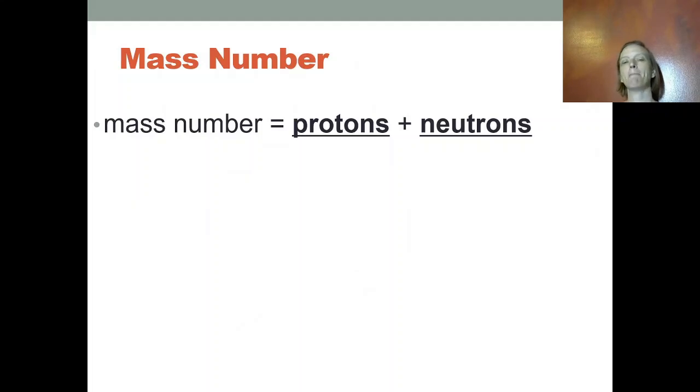All right, mass number. The mass number of an atom is defined as the number of protons plus the number of neutrons. The reason we add protons and neutrons is because, remember, with our subatomic particles, protons have a mass of 1 AMU, neutrons have a mass of 1 AMU, and electrons have virtually no mass. They have so little mass that we just say that they have a mass of 0. So electrons don't play into the mass number, only protons and neutrons do, because those are the only 2 subatomic particles that have substantial mass.